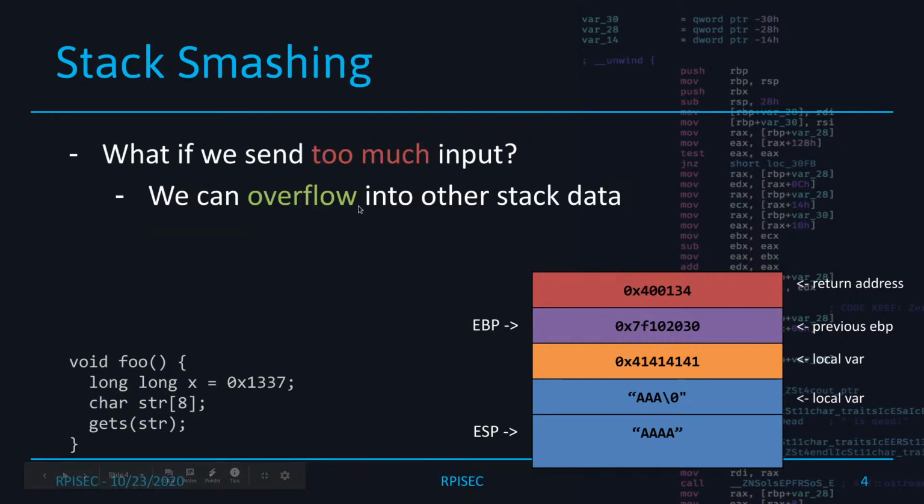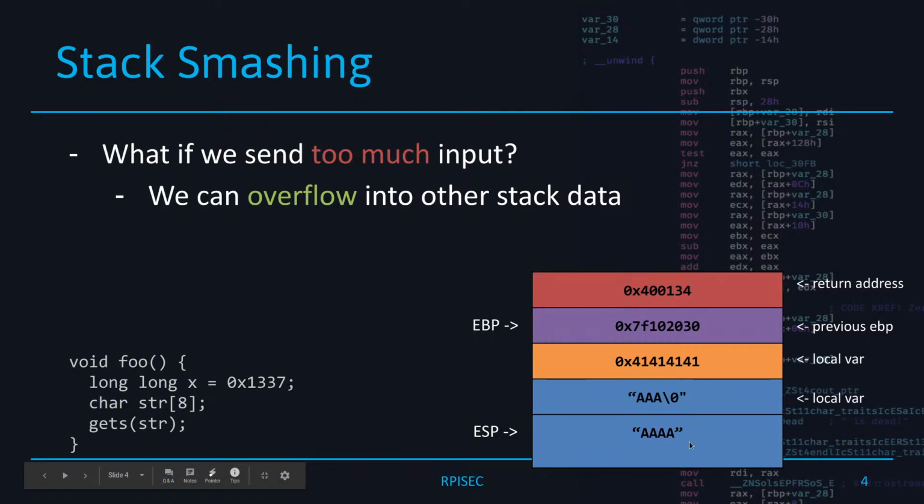So on Monday, we started talking about, okay, what happens if we start abusing these? What can we do if we have something like a call to gets here where we can put in an arbitrary amount of data? So we know this character buffer can hold 8 bytes, but what happens if we start putting in more than 8 bytes? And so basically what's going to happen then is we're going to be able to overflow into other stack data.